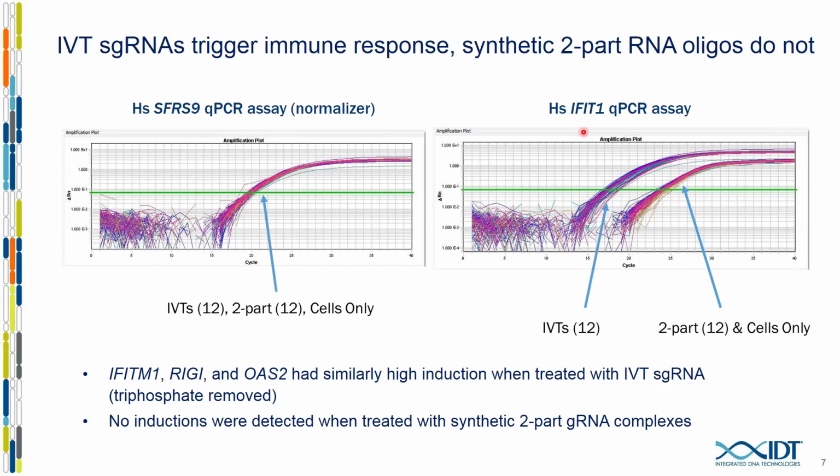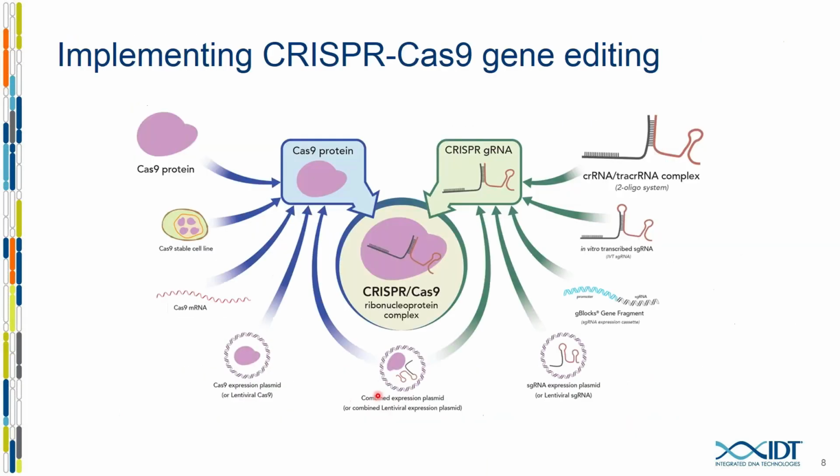And then for the actual immune system marker, you're seeing the two-part system and the cells only negative control are on top of one another, whereas the sgRNA IVTs, you see this huge Cq shift indicating a large induction of the immune response. And this is also true, we've tested this with a lot of other immune system markers as well, and we just don't see this with the two-part system.